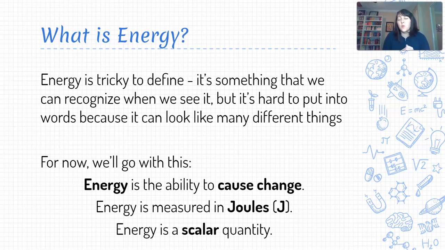So if we're trying to quantify the amount of kinetic energy something has based on its motion, we don't have to worry about whether it's moving in the positive or negative direction. We calculate the energy the same because it's a scalar. We're not worried about direction for energy.